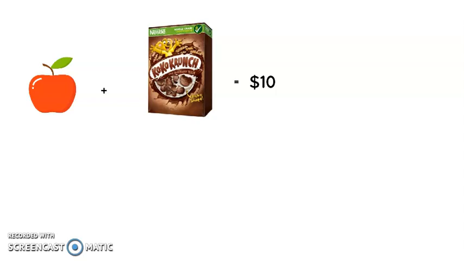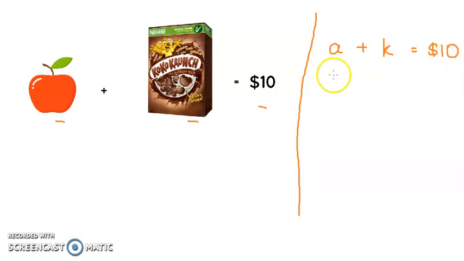Alright, let's look at another similar situation here. So let's look at the same example. We have one apple and one Cocoa Crunch equal to $10. So I'm gonna just take some notes here. If we have one apple and one Cocoa Crunch equal to $10, or just simply write 10 there.